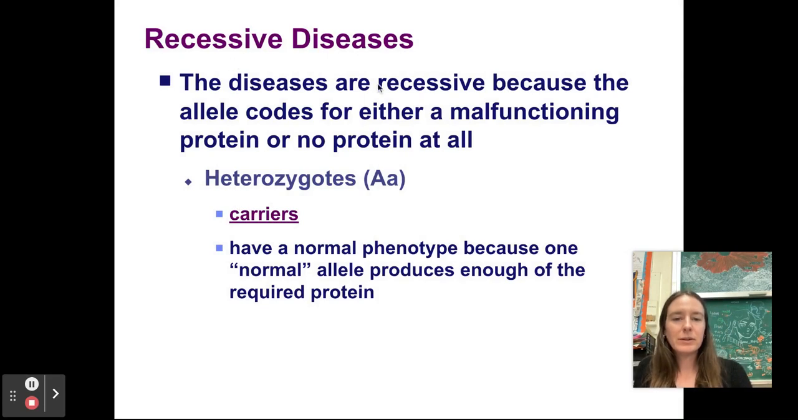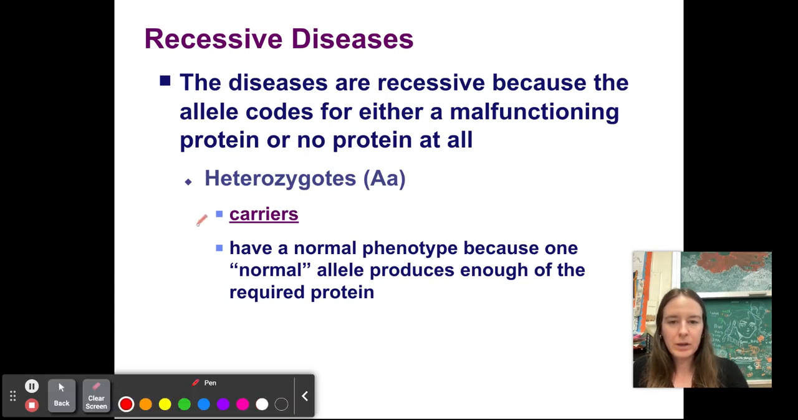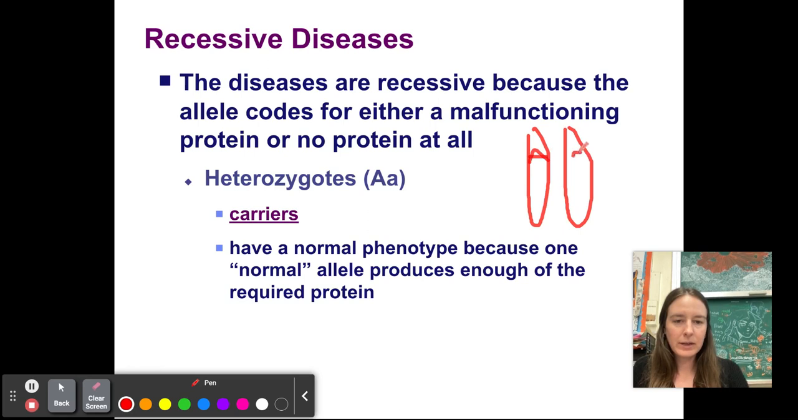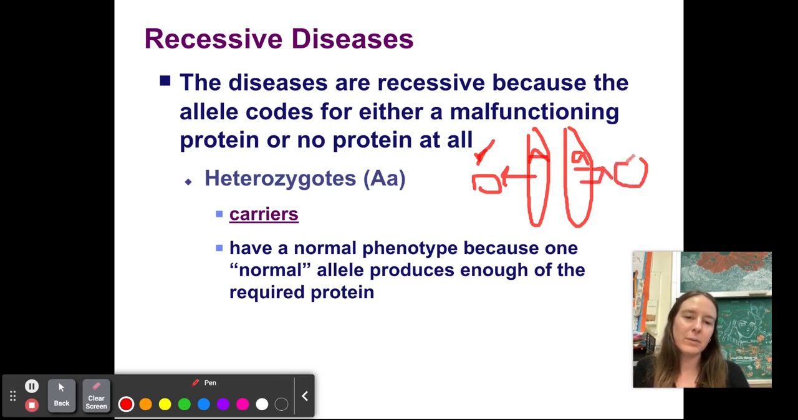Okay, so why are these diseases recessive? When we think about the chromosomes, we think about the DNA that codes for proteins that make up alleles. In these cases, they're coding for malfunctioning proteins or no protein at all. So if you look at the homologous pair for one of these diseases, on one chromosome you have the dominant allele, capital A, and on the other, the lowercase allele, little a. Well, this chromosome has the instructions for building a protein. That's working, so check. However, if you have the recessive allele, then you cannot make working protein.